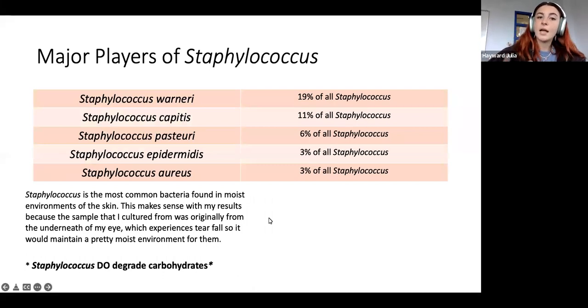Major players of Staphylococci, species-wise, we had some S. warneri, capitis, pasteuri, epidermidis, aureus. Percentages are listed here as well. These three strains up at the top are pathogenic strains. That's what I'm assuming I had in my most pure culture, because once again, of the fermentation of the mannitol, only the pathogenic ones do, and non-pathogenic do not. So I'm seeing a very low percentage of the non-pathogenic strains. So that sort of is in agreement with my results, if you may.